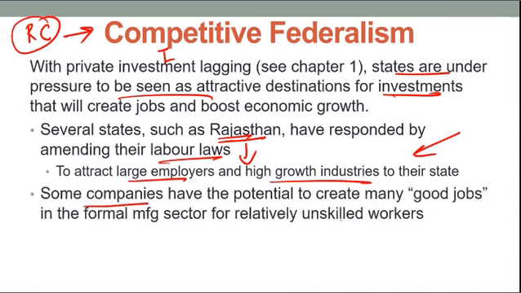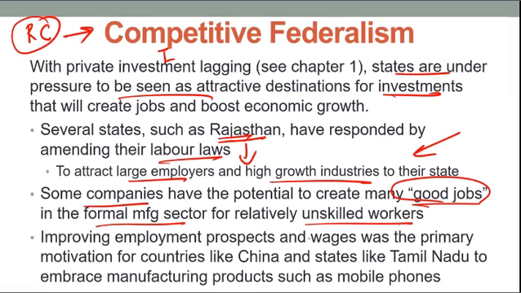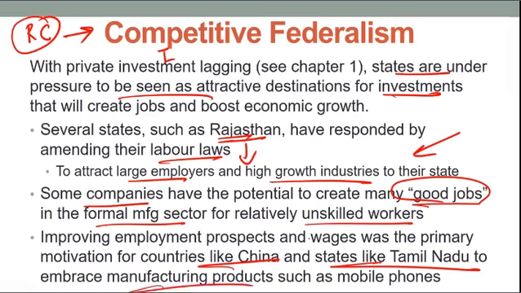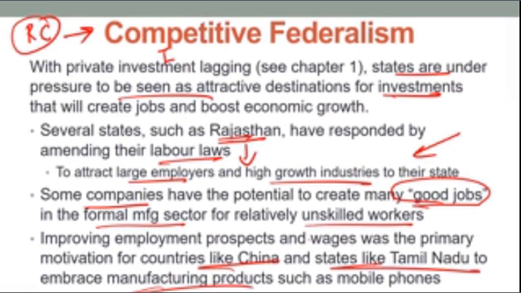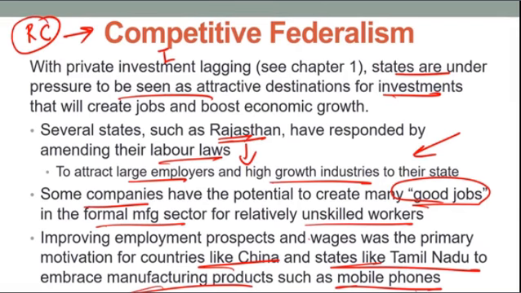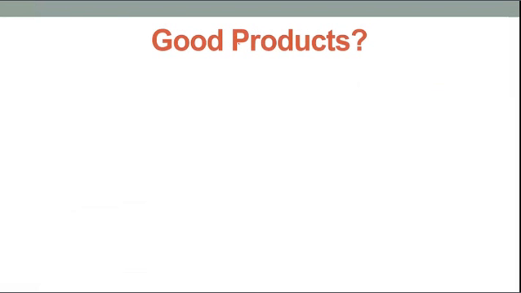So some companies have this potential to create a lot of good jobs, especially in the formal manufacturing sector, even using relatively unskilled workers. Now, this is the reason why countries like China and states like Tamil Nadu have been embracing manufacturing products. So Tamil Nadu is famous for really encouraging manufacturing products a lot. Now, one of the focus areas is mobile phones. That is because what you produce also matters. Some things, if you produce them, there are more externalities. There are a lot of linkages there. So they are called good products.